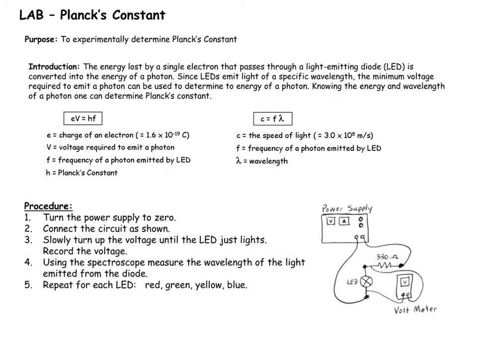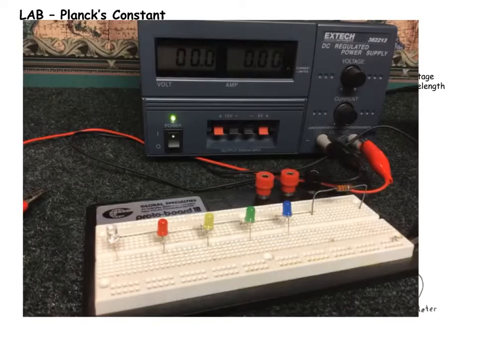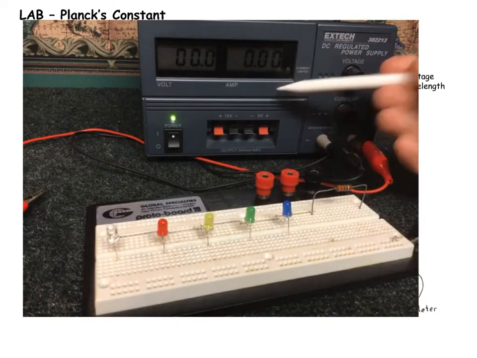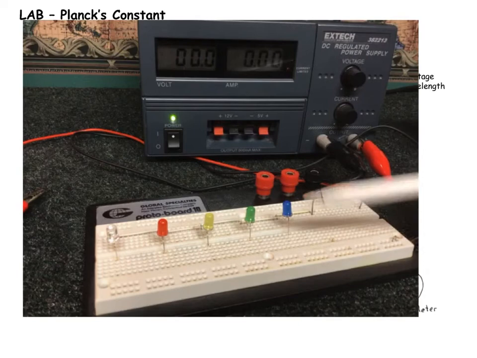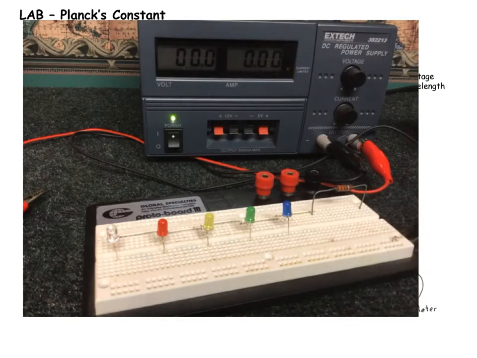Okay, let's take a look at the procedure. Number 1 says, turn the power supply to 0. Connect the circuit as shown, then slowly turn up the voltage until the red LED just lights. Record the voltage. All right, let's take a look at what this looks like. Here is our variable power supply that we can set to various voltages, and we're going to do each one of these light bulbs one at a time.